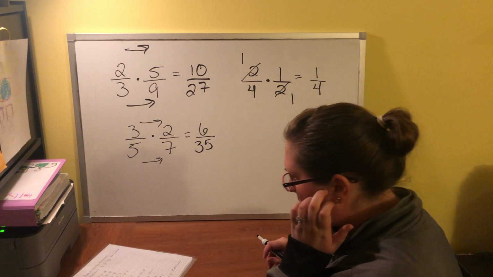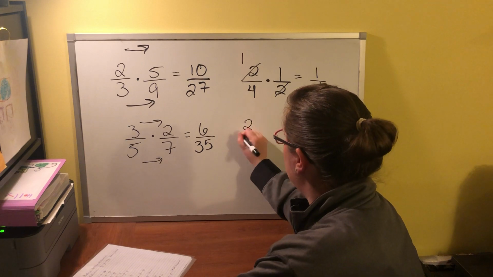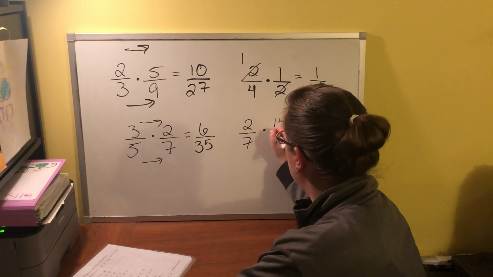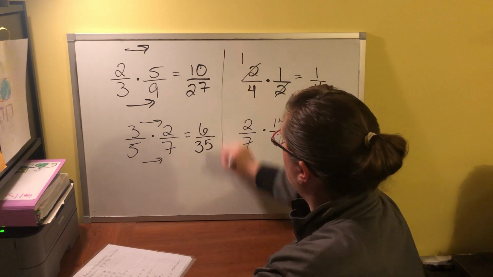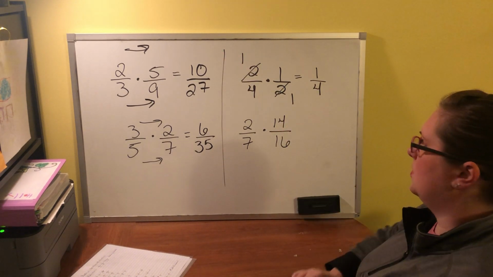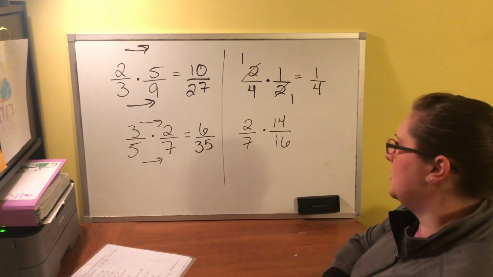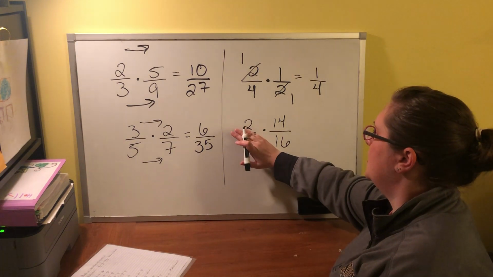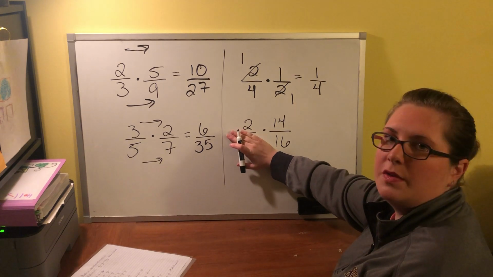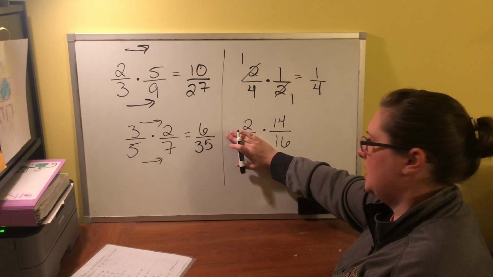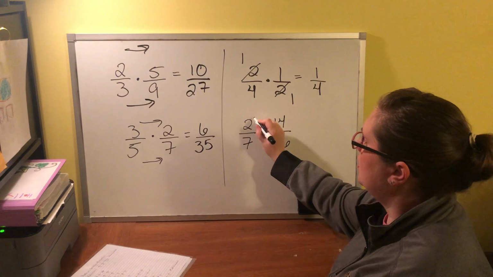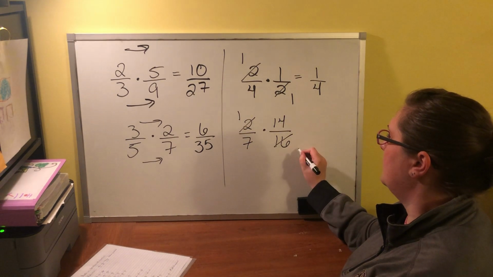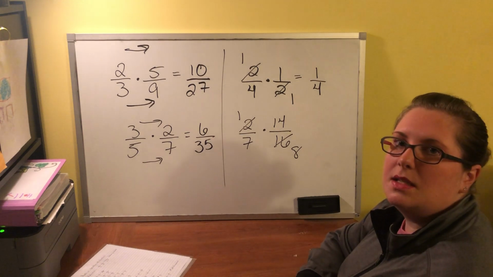All right, let's do another one. Let's do 2/7 times 14 over 16. So it's the same thing. You're going to look diagonally. Let's look at the 2 and the 16. Is there a common factor we can divide out of 2 and 16? Yes, 2. So 2 divided by 2 becomes 1. 16 divided by 2 becomes an 8.